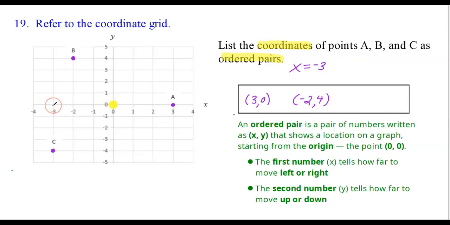Coordinate y would be from here down. We're going down now. 1, 2, 3, 4 units. So it's -4 because we moved down, which shows up here. So the coordinate of point C is (-3, -4). So these are called ordered pairs here, and we use parentheses to represent them.